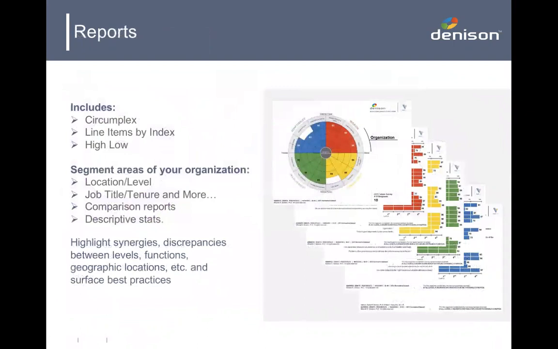Our reports include the core profile, the culture profile, line items by index, high and low, and extensive segmentation of your organization by location, level, job, tenure, just different demographic characteristics, but also comparison results between locations, between business units, and descriptive statistics that we use to dig deeper into the data to help highlight key insights into the organization and the demands for change.